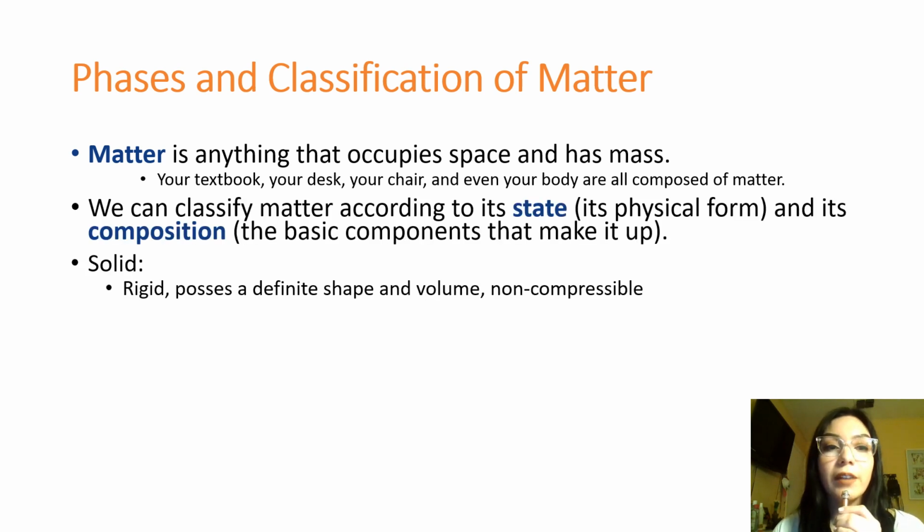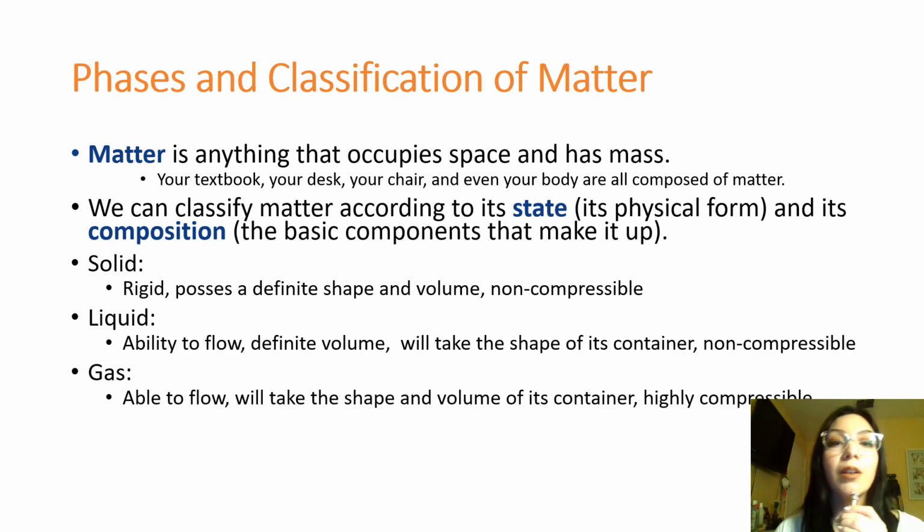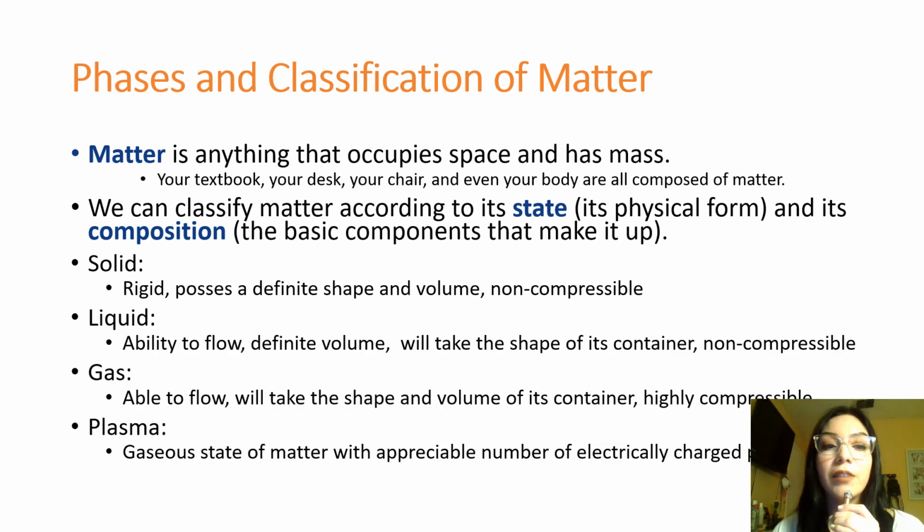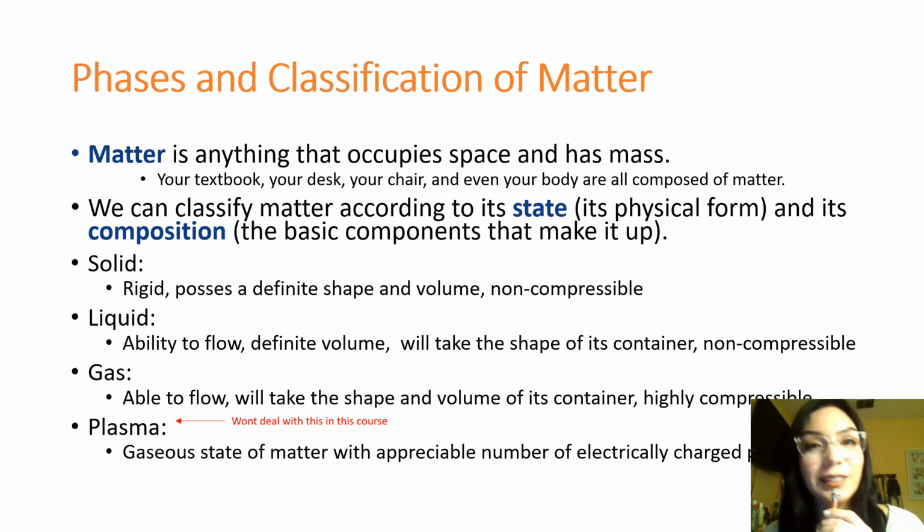And we actually have 3 states of matter that we are going to study. There is a 4th one called plasma, but don't worry about that one for this class. We're not going to deal with it. The 3 that we're looking at are solid, liquid, and gas. I'm sure most of you know these, but just to reiterate what the properties are: solids are rigid. They possess a definite shape and volume. It's not going to change unless some sort of physical change is applied to it.